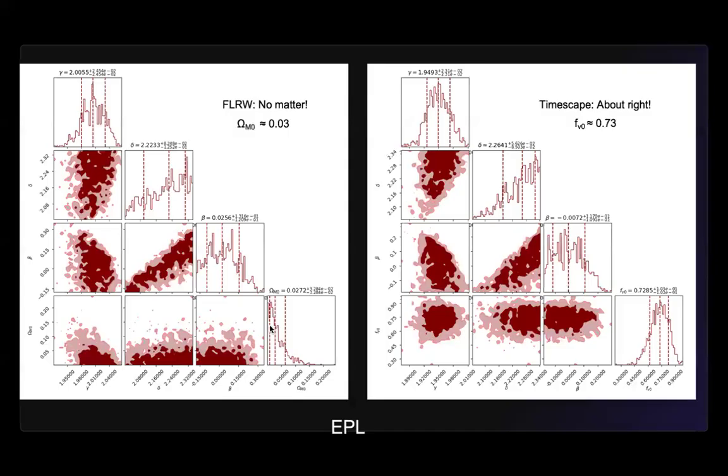For the extended power law, we see more of the same. We see that the matter density goes to 0, but for timescape, the void fraction is around 0.73, which is pretty much bang on what we'd be looking for. And also our profile slope of a lens is around 2, which is what you'd expect, because we expect things to be similar to a single isothermal sphere, but not quite.